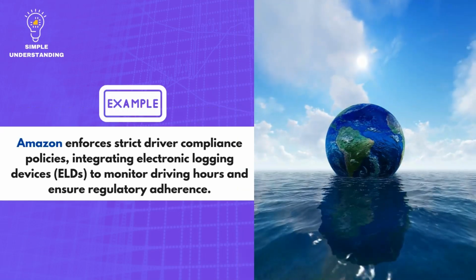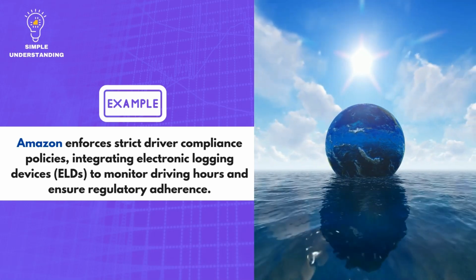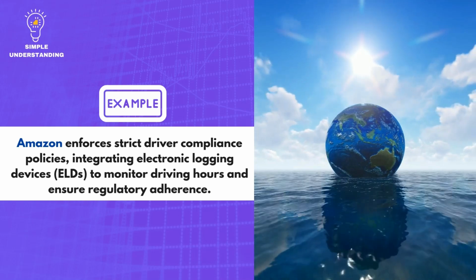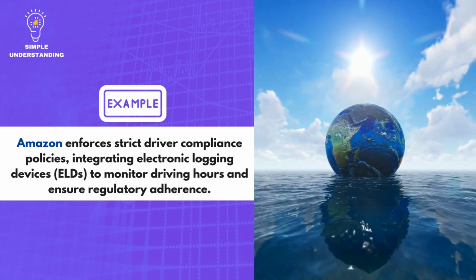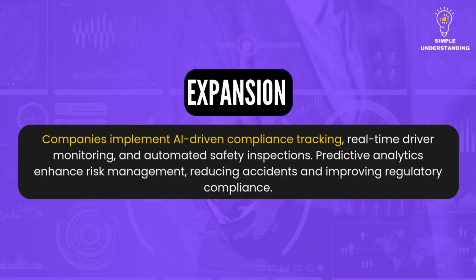Real company example. Amazon enforces strict driver compliance policies, integrating electronic logging devices, ELDs, to monitor driving hours and ensure regulatory adherence. Expansion. Companies implement AI-driven compliance tracking, real-time driver monitoring, and automated safety inspections. Predictive analytics enhance risk management, reducing accidents and improving regulatory compliance.